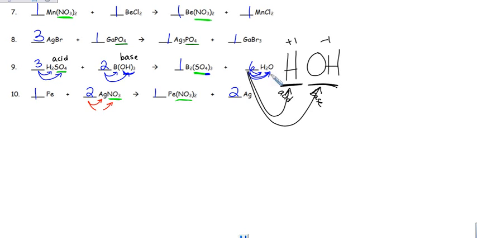And number 10 balance is really slick. 1 iron, 2 silver, and 2 groups of nitrate. So hopefully this kind of rings a bell of something that you have done in the past, in a former life. I'm pretty confident that you have balanced equations, and it'll just take a little practice so that it comes right back to you.